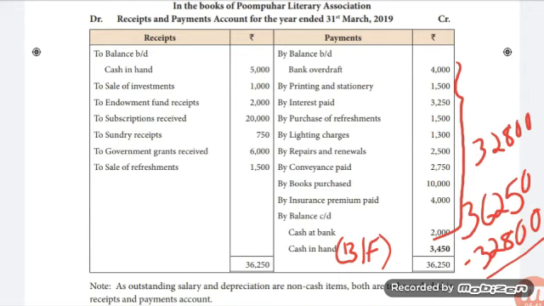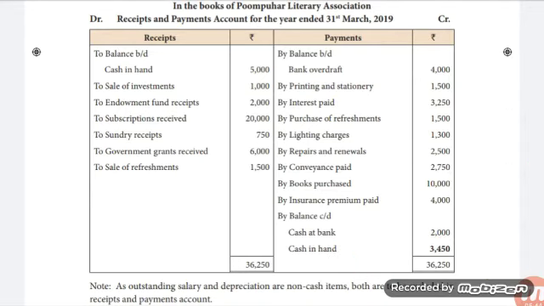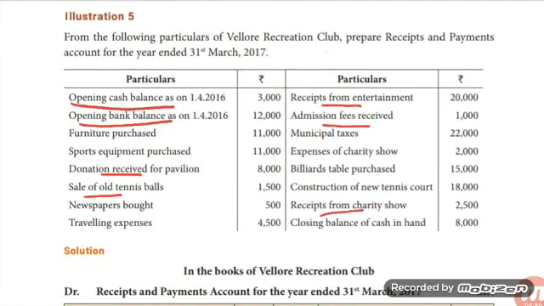Okay children, next question. From the following particulars of Vellore Recreation Club, prepare the receipts and payments account for the year ended 31st March 2017. Draw the account, write the title: in the books of Vellore Recreation Club, receipts and payments account for the year ended 31st March 2017. Write the abbreviations, debit and credit. Then first enter the opening balance on the debit side.